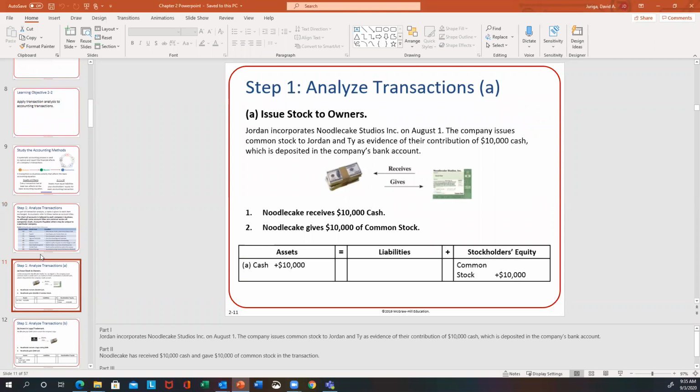So just some basic analysis of your accounting equation. Notice we've got the company issues common stock. As evidence of the contribution, they get $10,000 cash, which is deposited into the company's bank account. So we're going to increase our assets by 10,000, and then we're going to call that category common stock. That's going to go under equity. Notice you are balanced as you go.